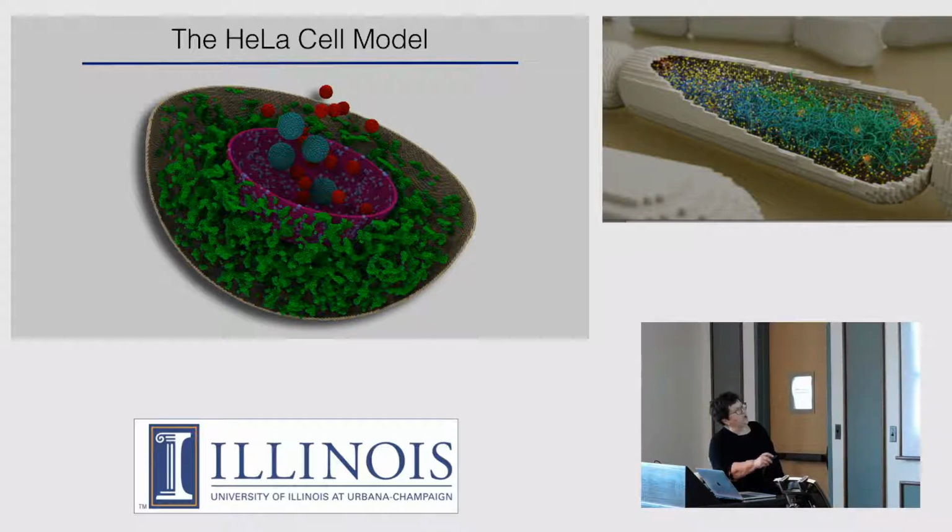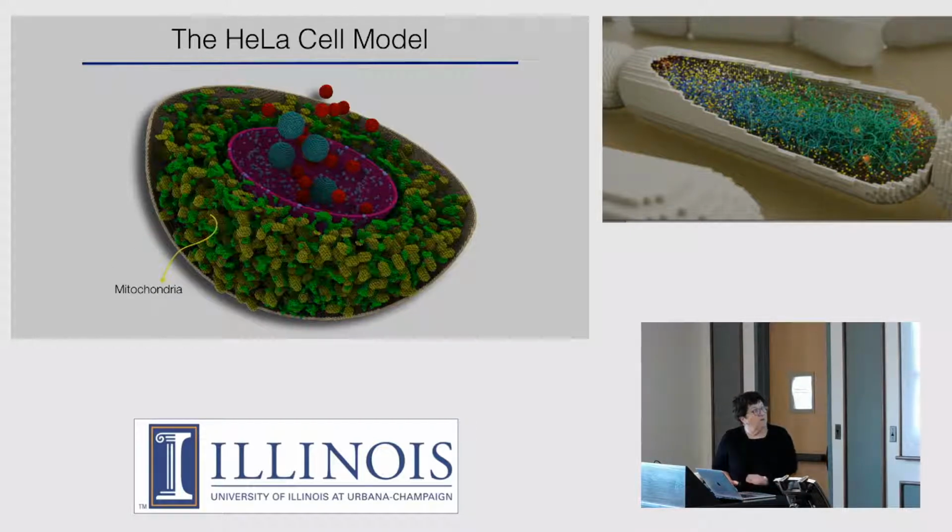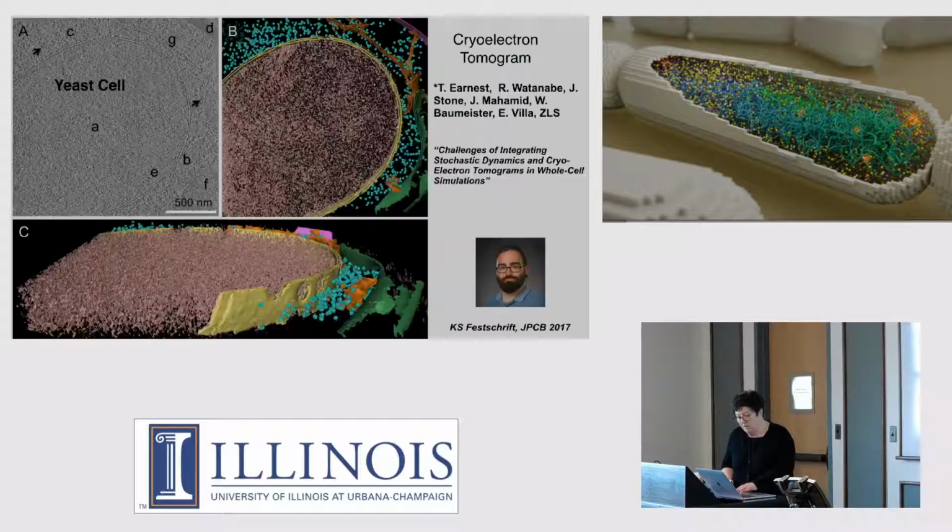These irregular shapes are the ER, and then one can add the... that is the ER, and then you add the mitochondria into there. All right, so then you have the cell built.